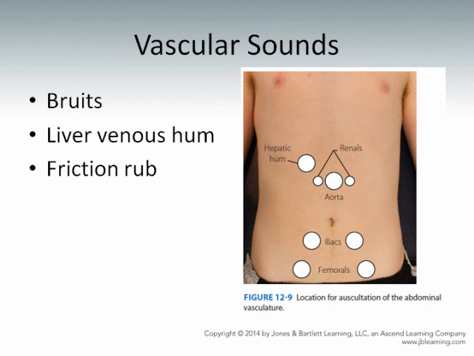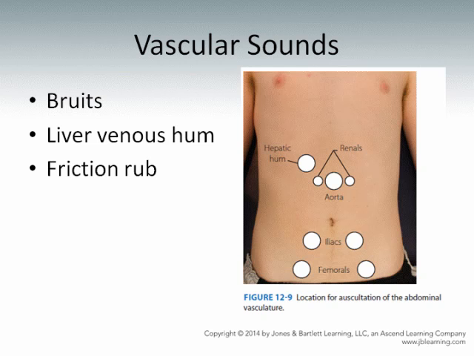Vascular sounds. So you're going to listen for bruits. And bruits can be caused by cirrhosis or renal artery stenosis. A hepatic bruit is indicative of alcoholic hepatitis or primary or metastatic cancer. And remember, a bruit is the sound that blood makes as it's trying to get past an obstruction.